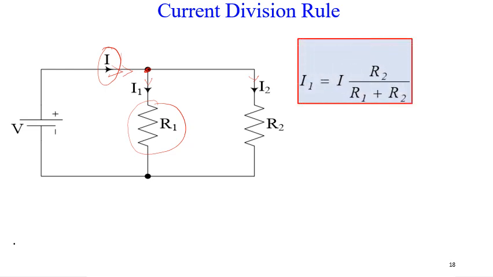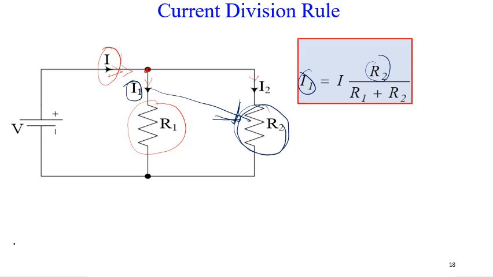So to find the current I1, we say I1 is equal to the total current multiplied by the opposite resistor. See that this is the opposite resistor. Then you divide it by the sum of the resistors, which is R1 plus R2. Then you have found I1. To find I2, it's basically the same thing.